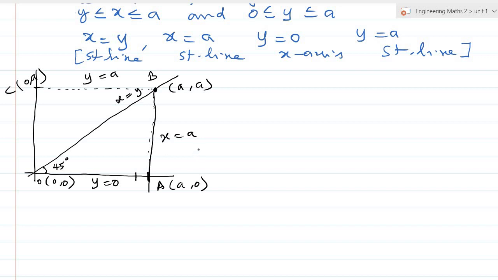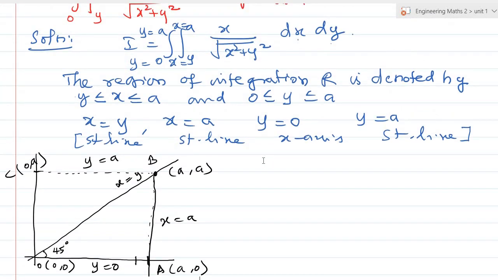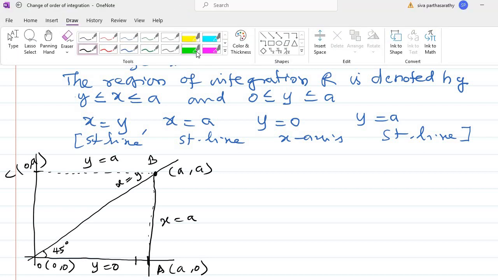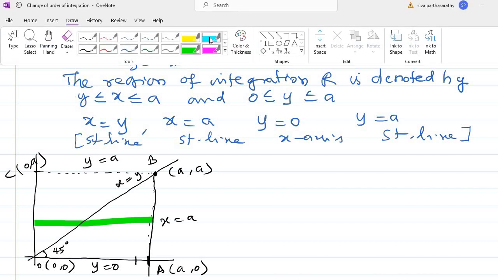Is it not? From the given double integral, what is the inner integration axis? x is the inner integration axis. You draw the parallel line to the x axis. So we can take one stripe here. Draw the parallel stripe to the x axis. It starts from x equal to y and ends with x equal to a. See that here in the region. What is the region? How can you identify the region?